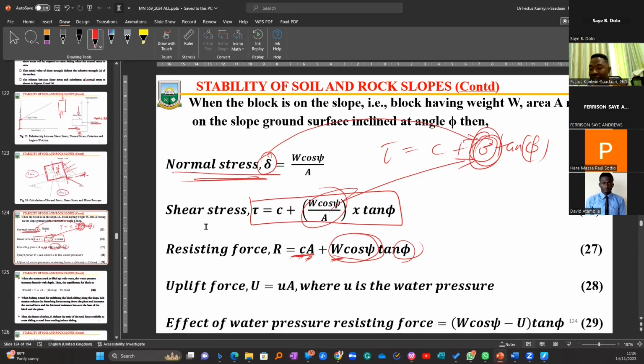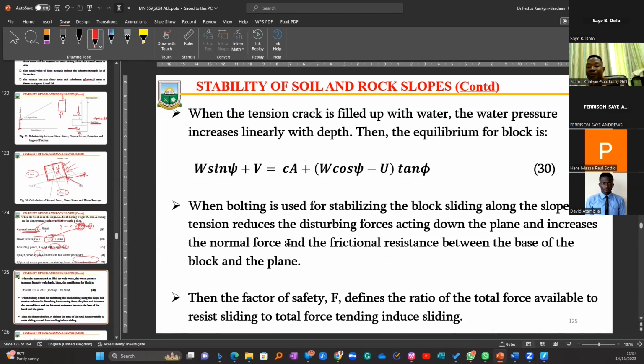Then the next thing we want to look at is the uplift force, the pressure caused by water existing within the material, which is also facilitating the failure. And that is also here. So the effect of water pressure is also expressed in this form. So let's see the final expression.